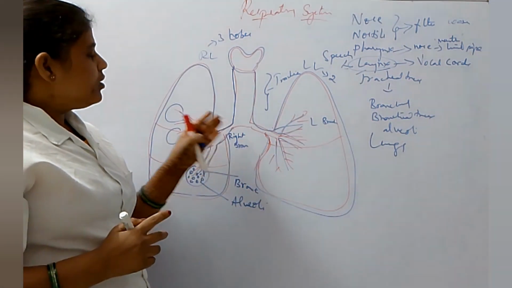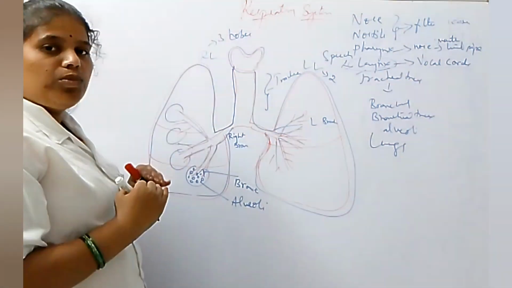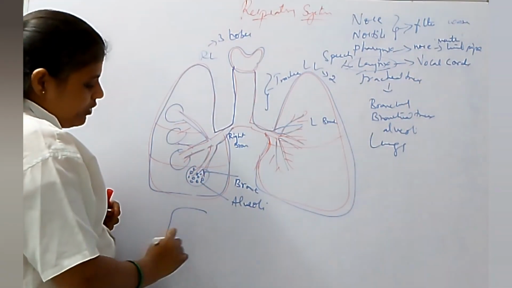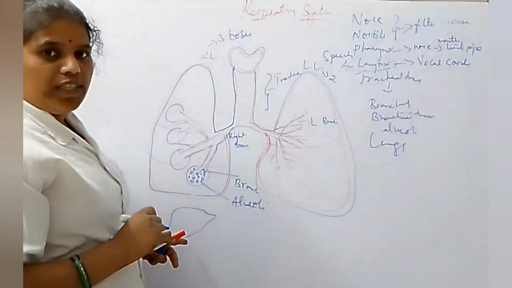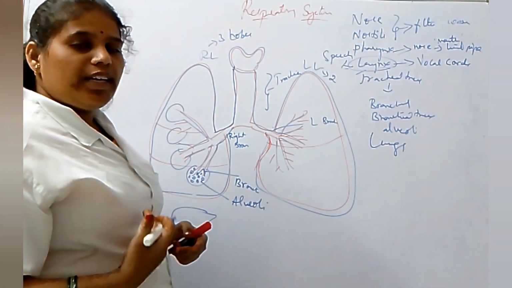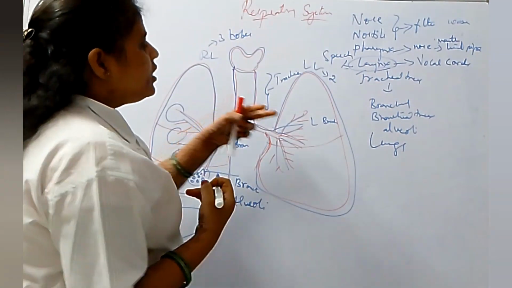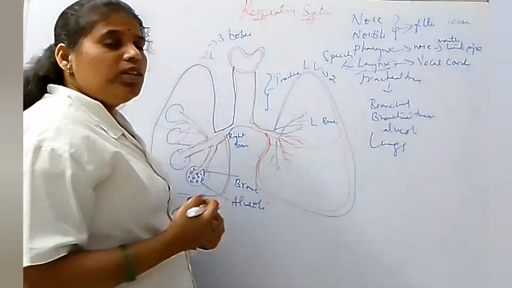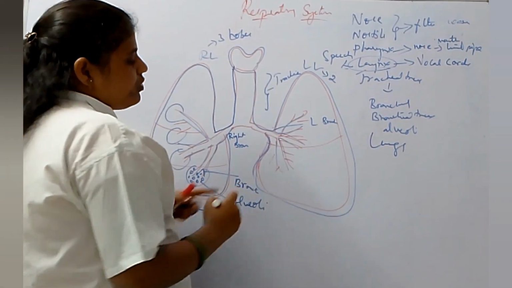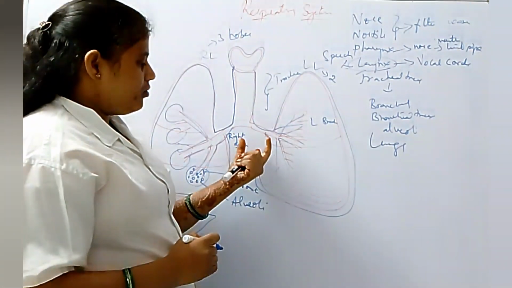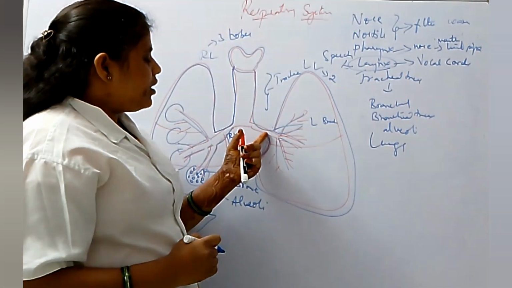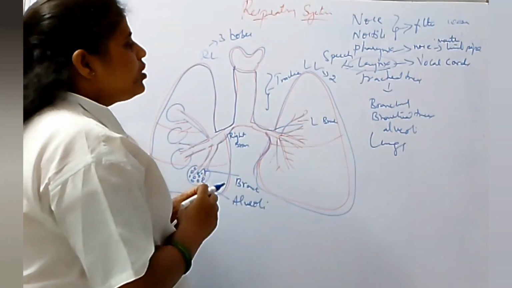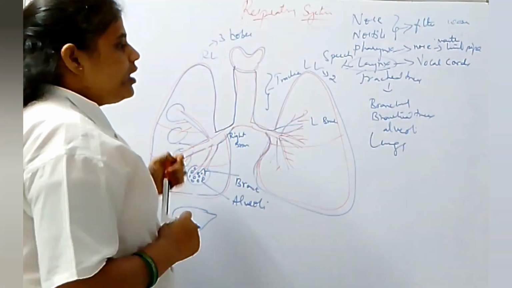The right lung sits somewhat higher than the left because here we have the liver. The liver is situated under the right lung, and on the left side we have the heart. The left lung has a notch which is covered by the heart. So these are the parts of the lungs.